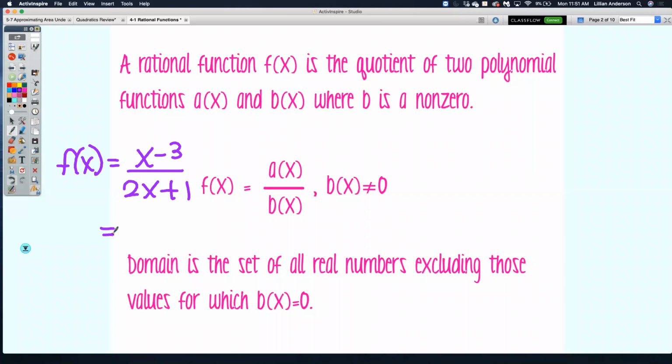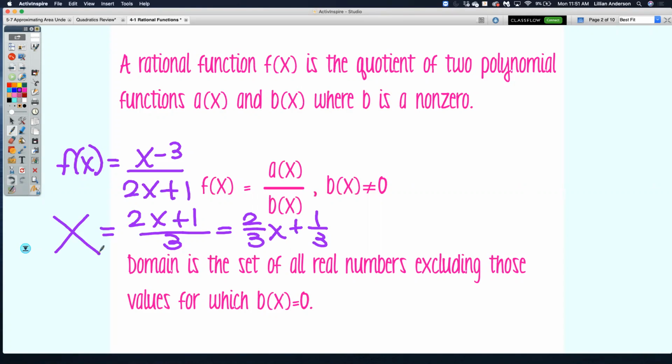Not to be confused by something like this, okay? 2x plus 1 over 3, that's not a rational function, okay? It's a linear function, because this is the same thing as saying 2 over 3 x plus 1 over 3. It's a linear function, okay? So it has to be essentially something involving an x on the top and something involving an x on the bottom, okay?